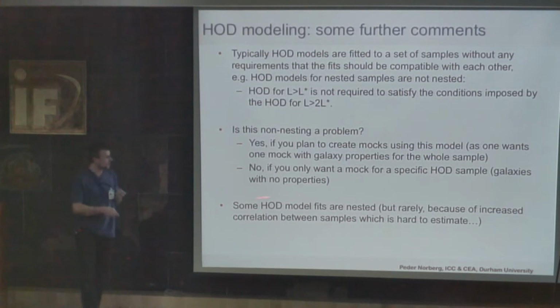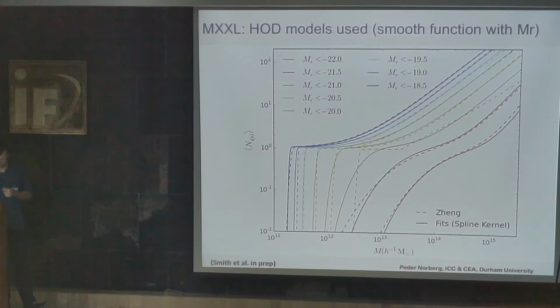I just want to make sure that some HOD model fits are nested, but actually very rarely, because of increased correlation between samples, which is hard to estimate. Because I have a model to predict how well I do it. Now, if I need to do that fit, knowing how the other samples, the brighter samples, are doing, they are all correlated, and that's going to be very hard to implement because you need to know the covariances again for these samples. So that's something we need to remember.